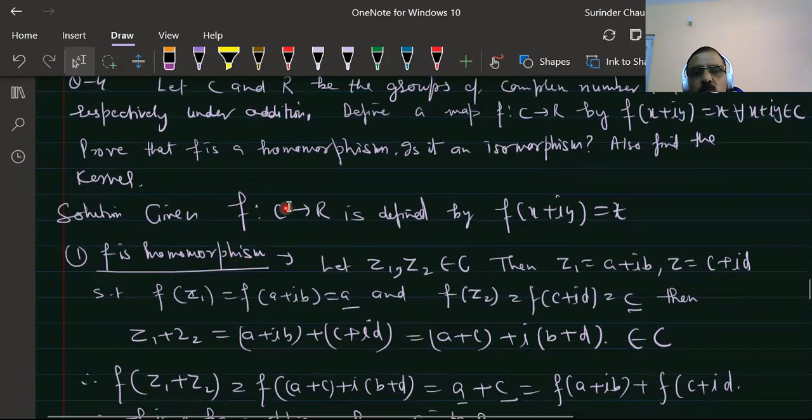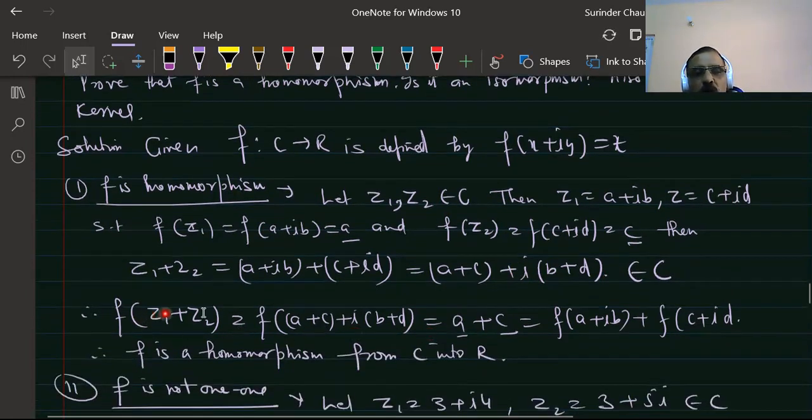Given is f, a mapping from C to R defined by f of x plus iota y equal to x. Now I will show f is a homomorphism. So let us take two elements z1, z2 belonging to C. So z1 is a plus iota b and z2 is c plus iota d, such that f of z1 is equal to f of a plus iota b, equal to a, and f of z2 is equal to f of c plus iota d, equal to c. Then z1 plus z2 will be a plus iota b plus c plus iota d, equal to a plus c plus iota times b plus d.